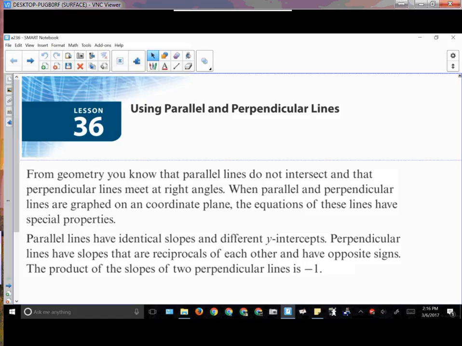Parallel, perpendicular lines. So, aside from the fact that you should have your little book out, your notes, your headphones off, David, we've dealt with these things before.